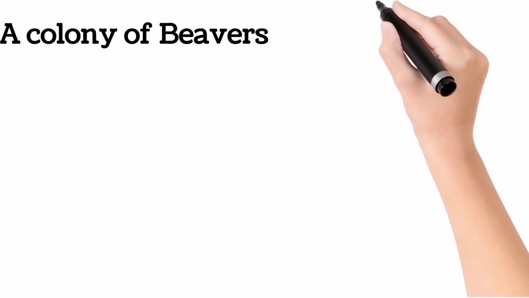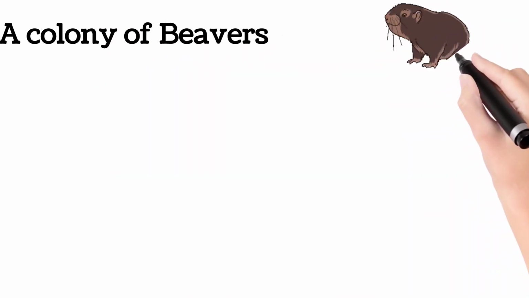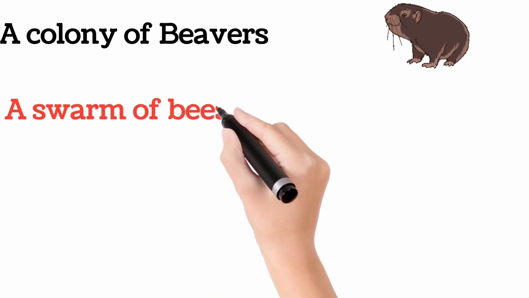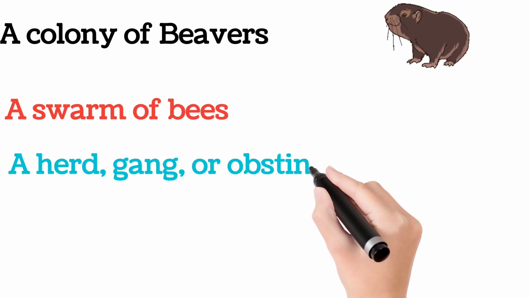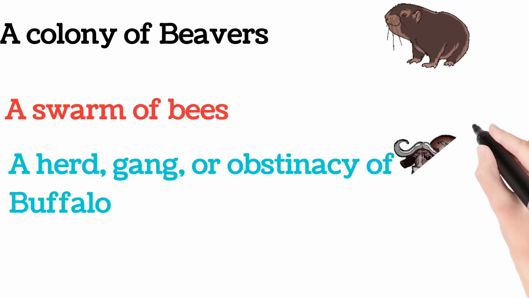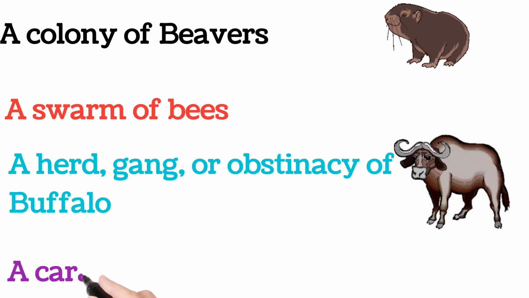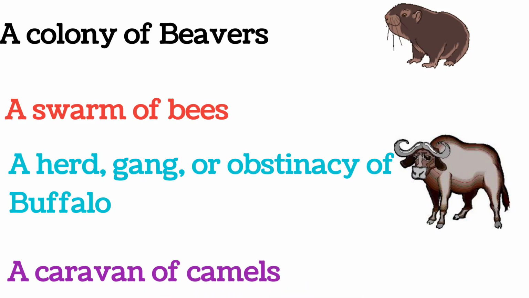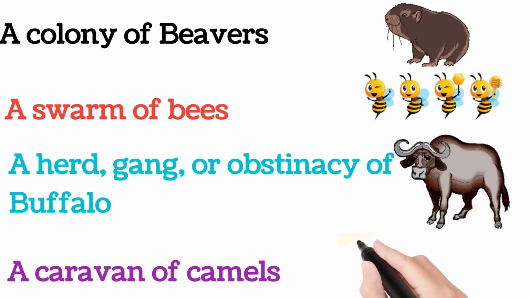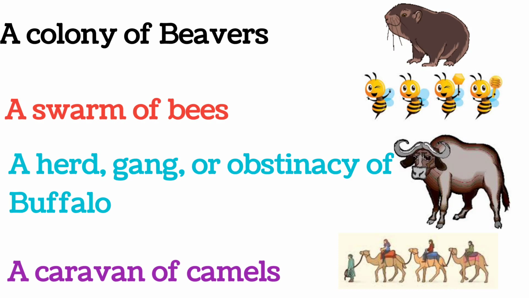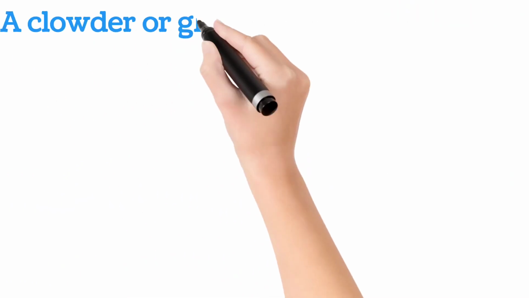A colony of beavers. Here you can see the beaver. A swarm of bees. A herd, gang or obstinacy of buffalo. A caravan of camels. Here the colony, swarm, herd, gang, obstinacy, caravan are the collective nouns. They show the collections of the things.